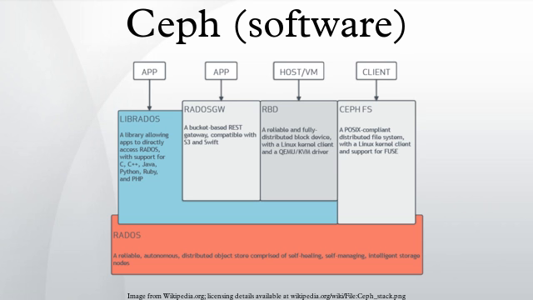Hammer. On April 7, 2015, the Ceph development team released Hammer, the eighth major stable release of Ceph. It is expected to form the basis of the next long-term stable series. It is intended to supersede v0.80.x Firefly.